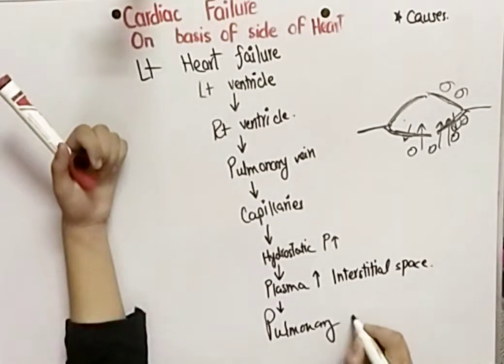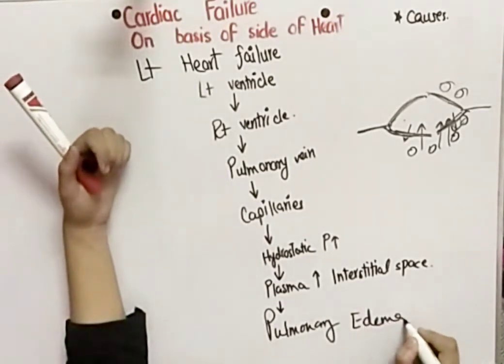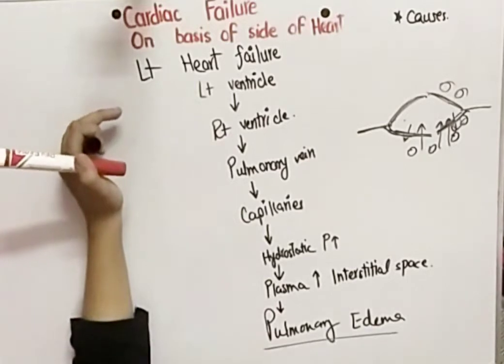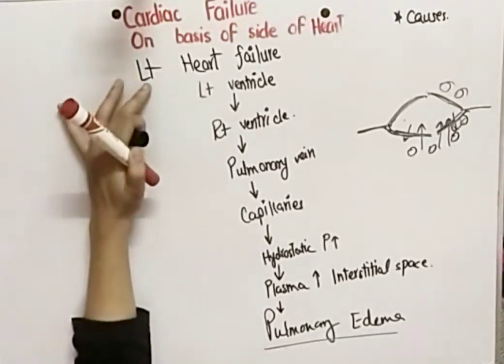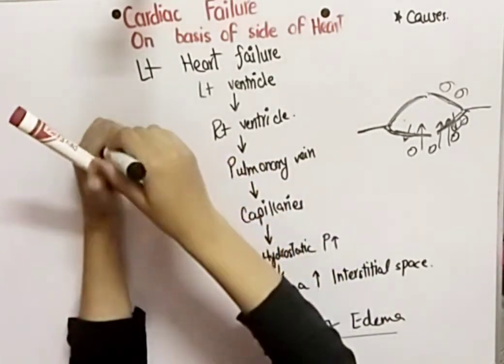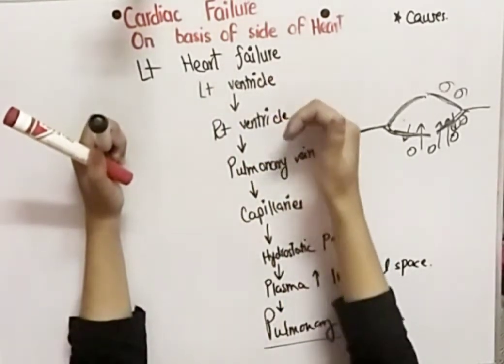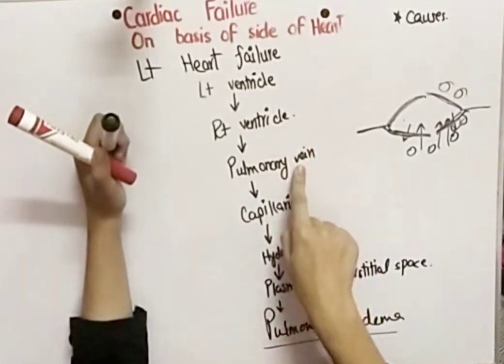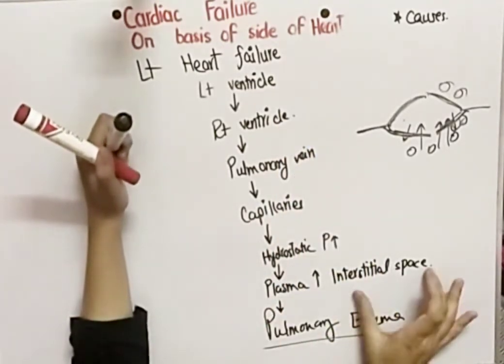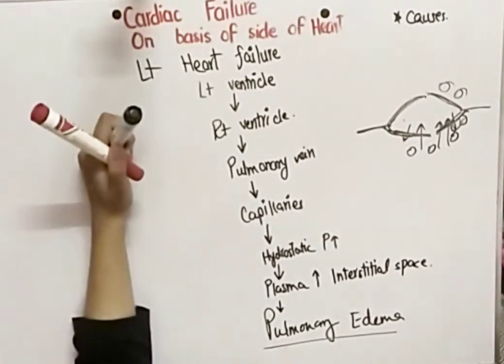Very, very important. I told you, if there is any sign or symptom related to the lung, that would be the left-sided heart failure. So pulmonary edema is the sign of left-sided heart failure, while the peripheral edema is the sign of right-sided heart failure. Okay, so this is the pathophysiology. The blood will backflow from left ventricle to the right ventricle, and then to pulmonary vein, capillaries. Capillary hydrostatic pressure will increase. There will be a lot of fluid accumulation in the interstitial space that will ultimately cause pulmonary edema.